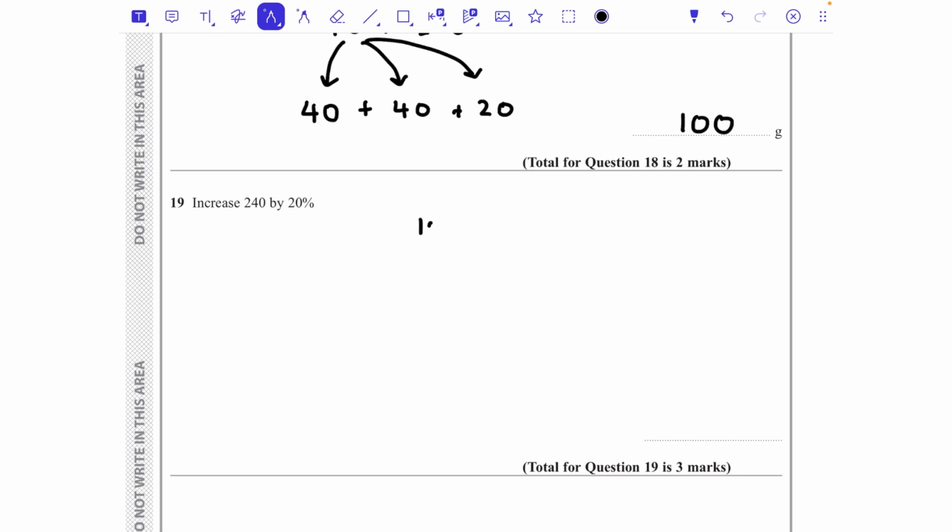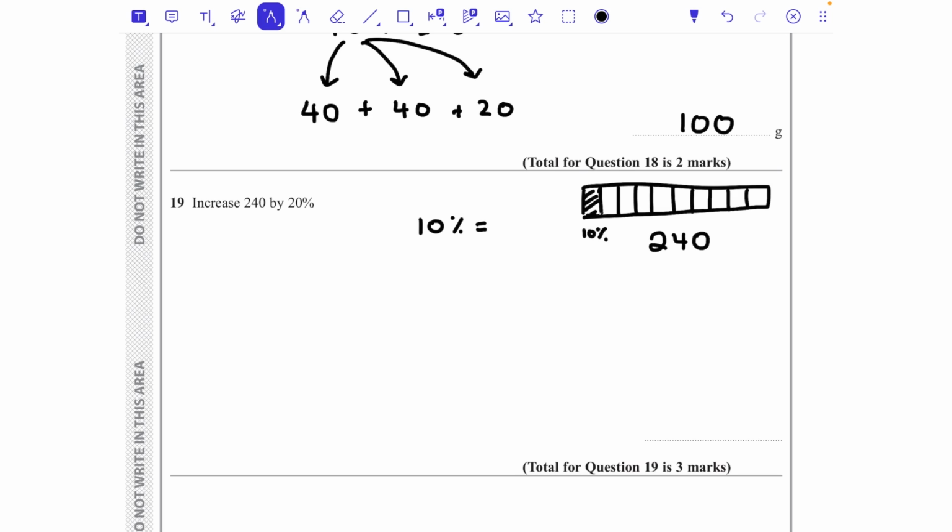Question number 19, increase 240 by 20%. So to find 10% of a number, we are going to divide by 10. Imagine that this bar here is 240. If I want 10%, I want to split that number into 10 equal sections. Let's ignore my very wobbly lines. And I just want one of those 10 sections.